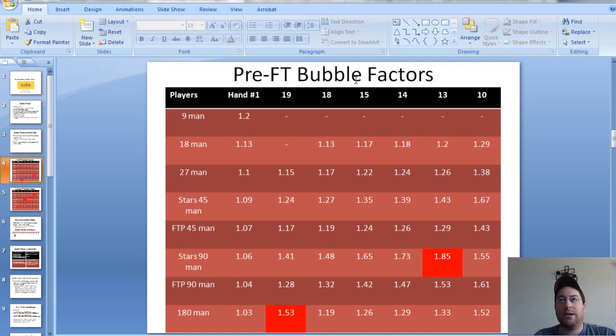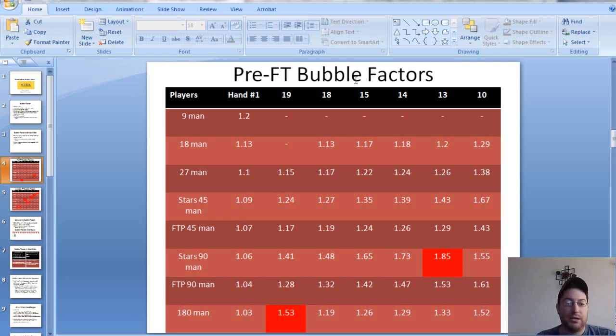The bubble factor, as I said, is a number that's given to ICM. Now, ICM is typically calculated at the final table when you know all the players that are left in the game and their stacks, so therefore you can get an accurate calculation of the value of your chips. So in a 9-man game, that's your final table. You know all the players, you know all the stack sizes. You can get a good calculation of what the value of each chip is.